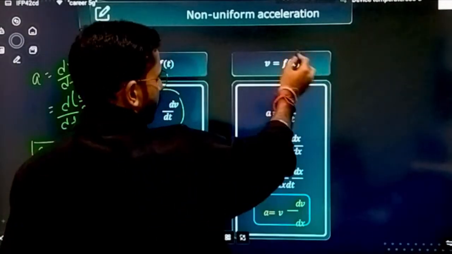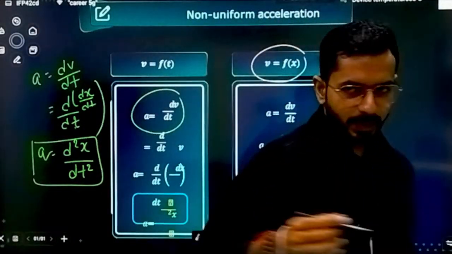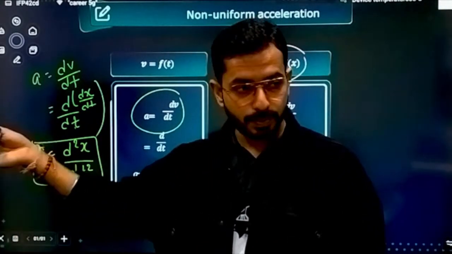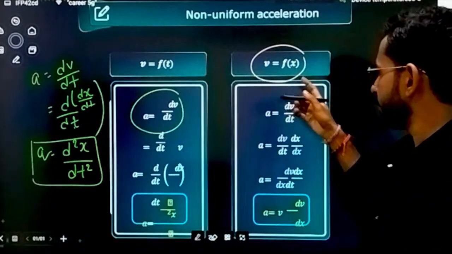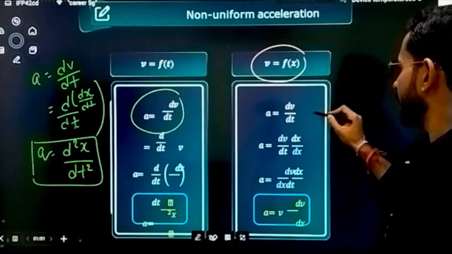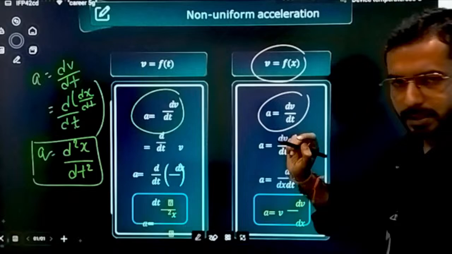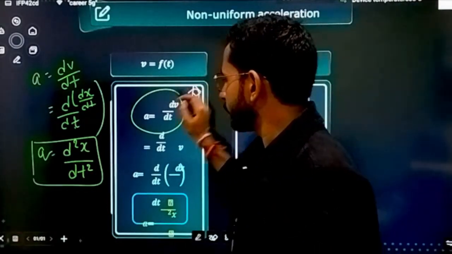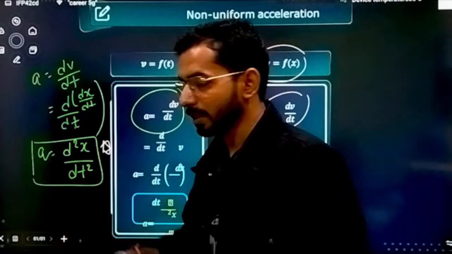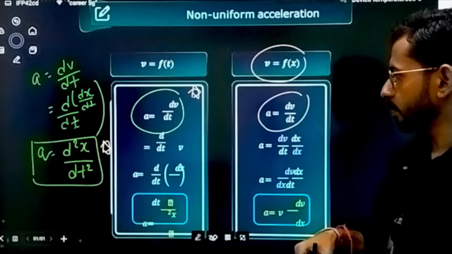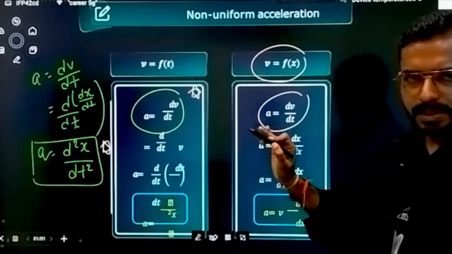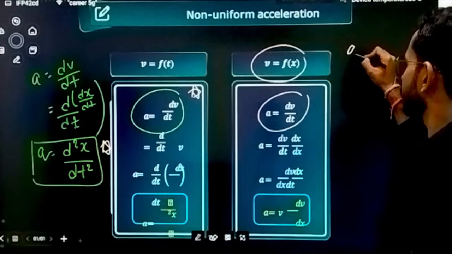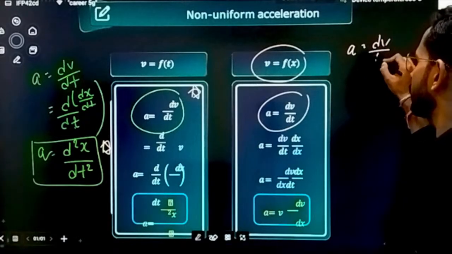Now, if it is given as a function of position, then this formula is not valid. This is the differentiation with respect to time. If the function is given with respect to position, how can you find acceleration? These are the two relations that you have to remember: a is equals to dv by dt and a is equals to d2x by dt squared. These are the two important relations for acceleration. Acceleration is simply what? dv by dt.